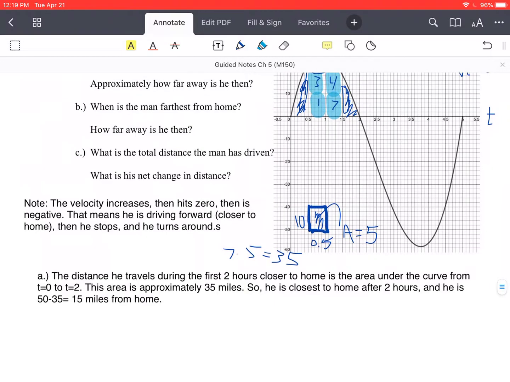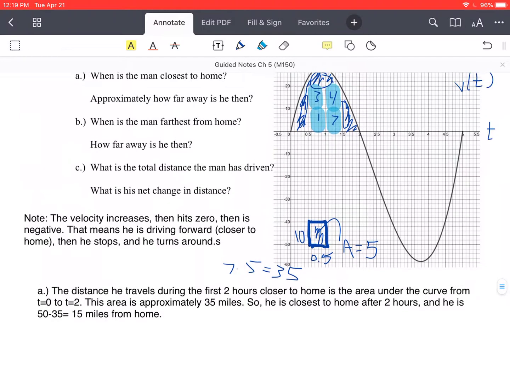Right? So after the first 2 hours, he's been driving closer and closer to home. He's now 15 miles away from his home. But at that point, he stops and turns around. I don't know, maybe he was at work and forgot something in the office. So he stopped, he turned around, and now he's heading away from home.